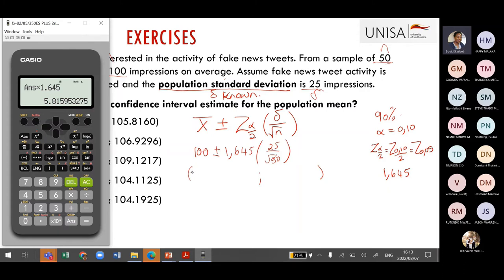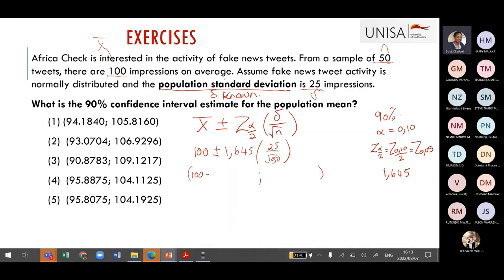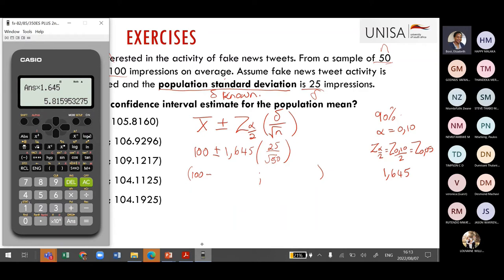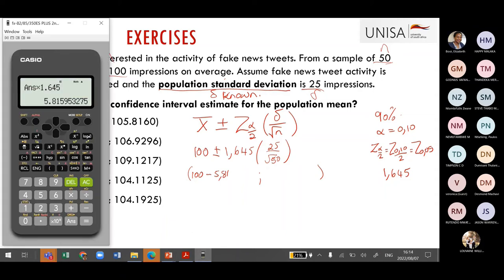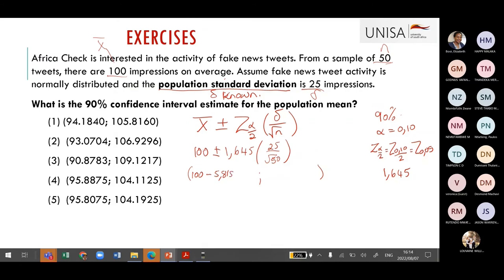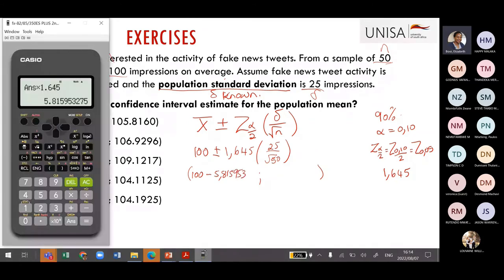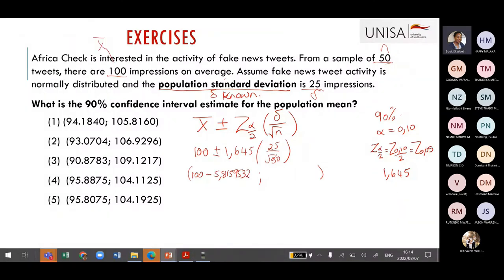So on the left-hand side, I will have 100 minus 5.8159 5953 275. You need to write all the decimals so that you get the same answer as everyone. If you cut off, you're not going to get the same answer. And 100 plus, on this side we write the plus side, 5.8159. You must write all of them. And then from here, you can just calculate the answer.